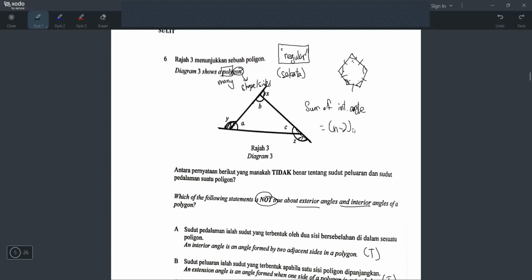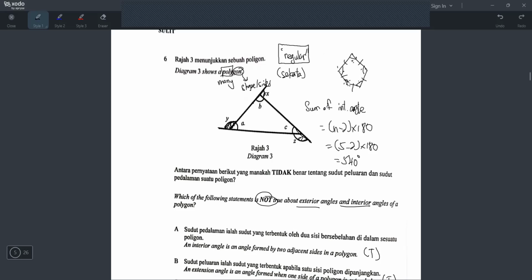N minus 2 times 180. So memorize this formula. N is how many sides? So how many sides do you have here? 5. So 5 minus 2 times 180, and you will get 540. All right. But 540 is not the angle here. 540 is the sum.